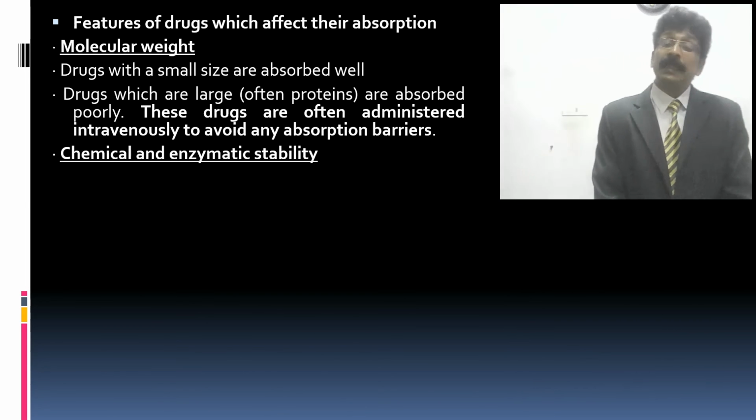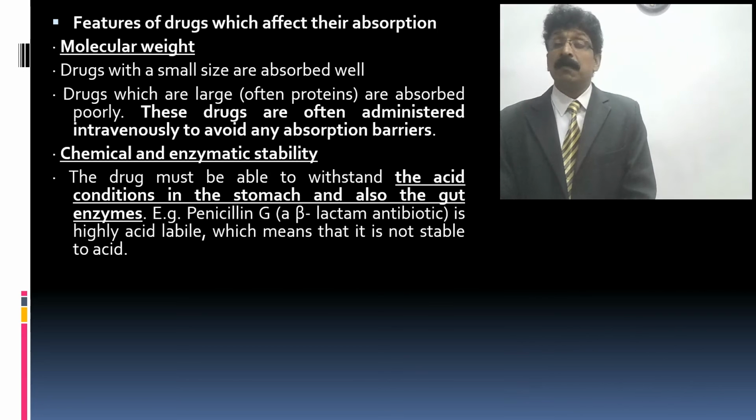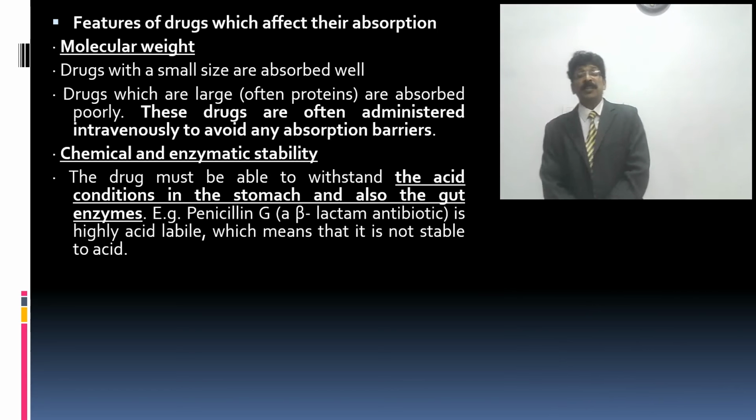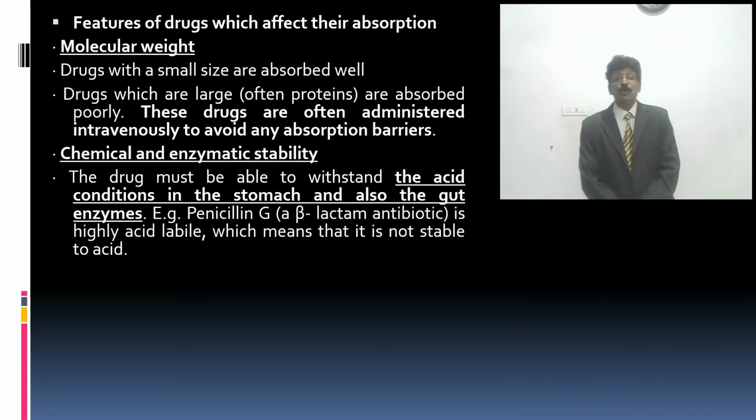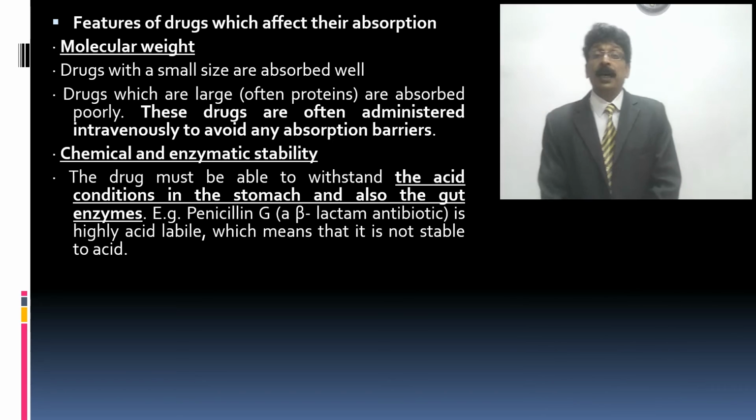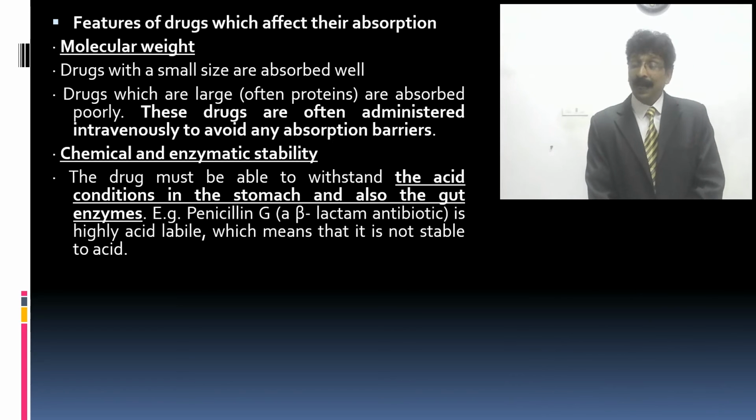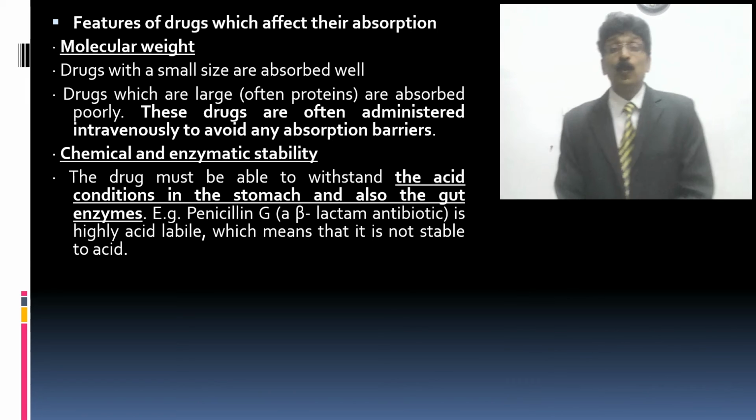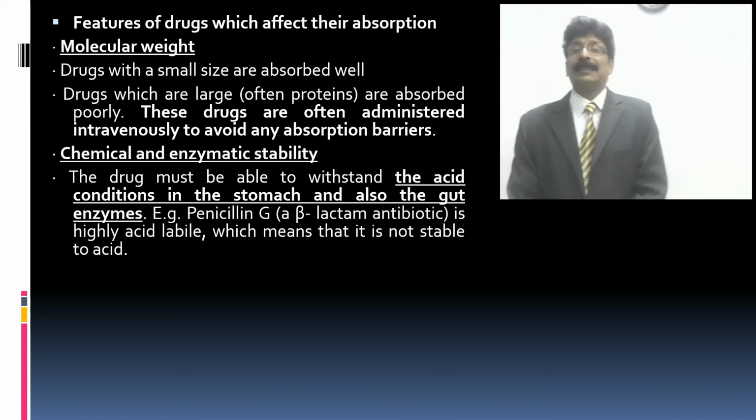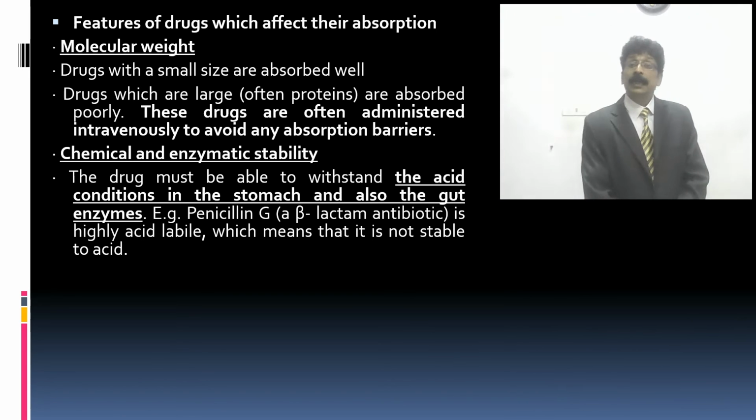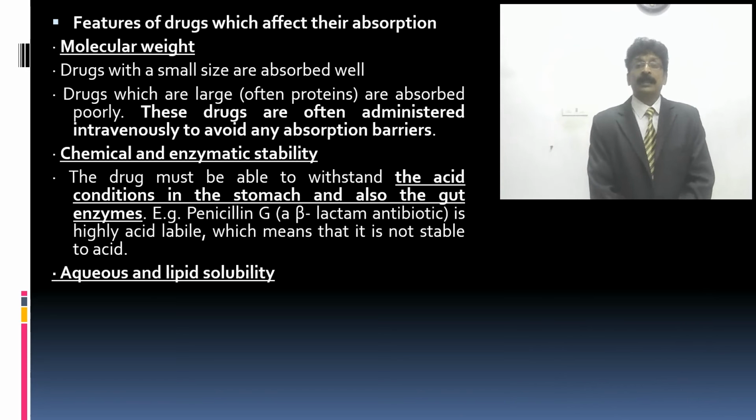Chemical and enzymatic stability: the drug must be able to withstand the acid condition in the stomach and also the enzymes which are present. For example, penicillin G, a beta-lactam antibiotic, is highly labile, which means it is not stable in acid. So the oral route is not suitable; it has to be given by intramuscular injection, penicillin G.